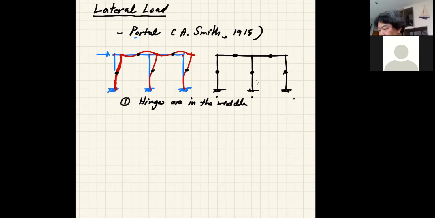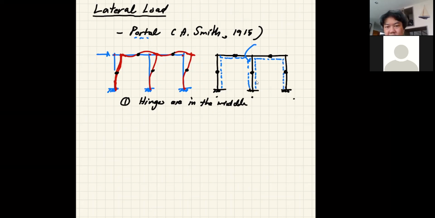Because this is the Portal method, we are going to assume that each column will take the equal shear, and the ones in the middle, like this one, can be split into 2 columns, so that if this is a 2-bay frame, you would have 2 doors. That's one door, that's another. So you just split the column in the middle into 2 columns so that you can have 2 doors.